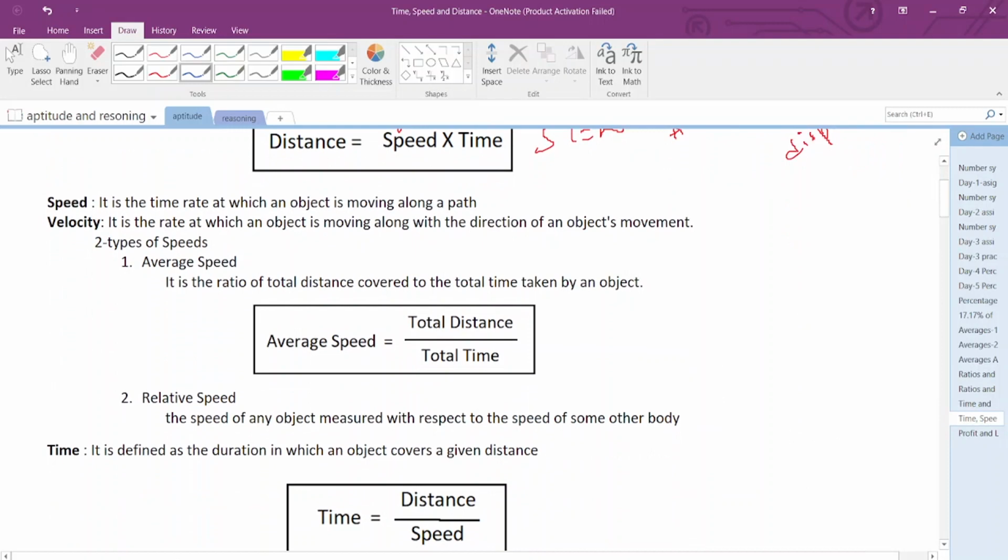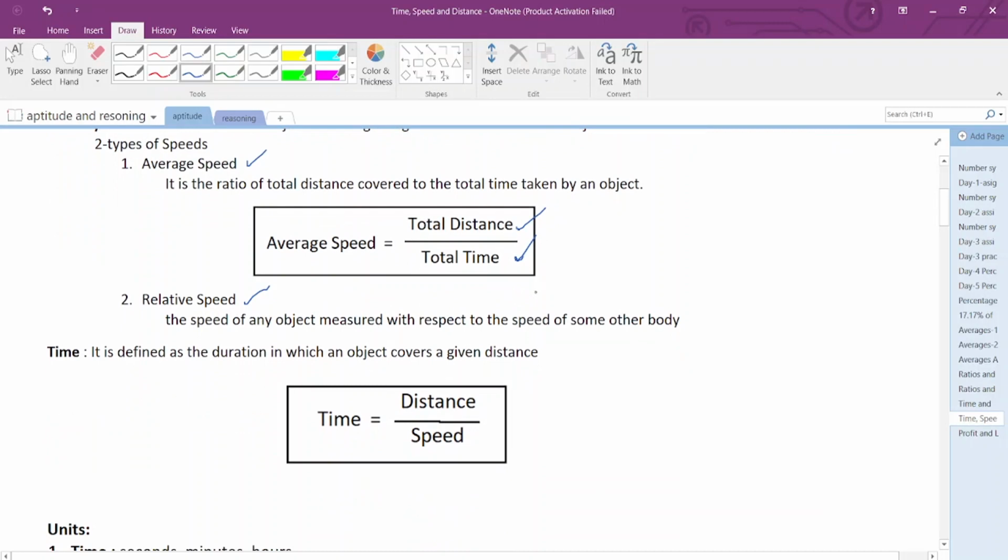In speed, there are two types. One is average speed, and the second is relative speed. What is average speed? Average speed is the ratio of total distance covered to the total time taken by an object. If an object moves some certain distance and took some amount of time, the whole distance by the total time gives the average speed. We substitute in this formula and we can get the average speed.